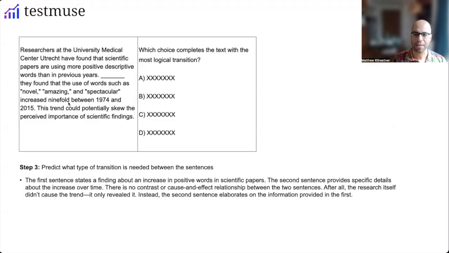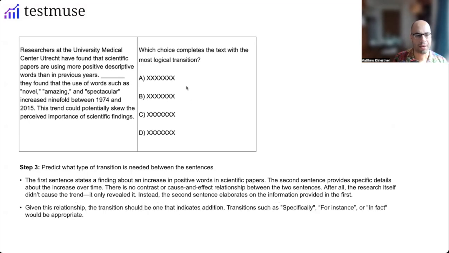Be careful about that because it's not as if the research caused that trend, right? It just kind of reveals it. And so, yeah, always be careful about, especially, cause and effect versus addition. On harder questions, you have to sometimes figure out a kind of subtle relationship that seems like it could be either one, but it often isn't cause and effect. Okay, so I would be careful about that. All right, so we're saying it's addition then. We could look for something like specifically, for instance, additionally, in fact, right? Those all belong to the broad addition category.